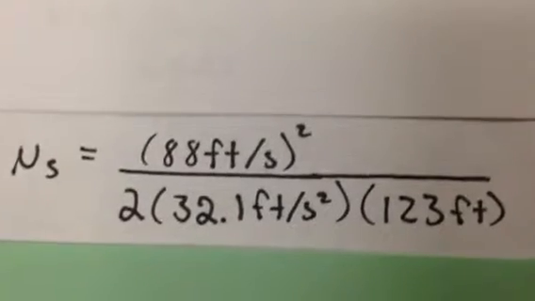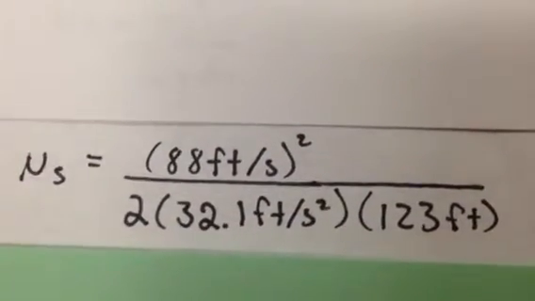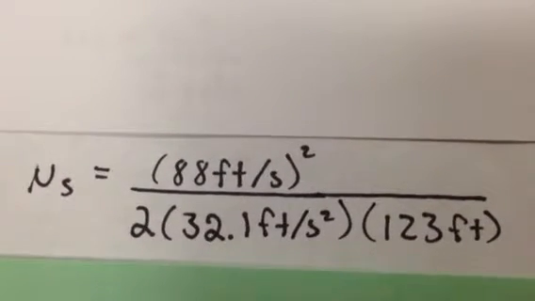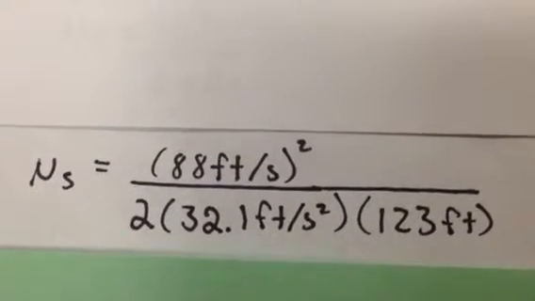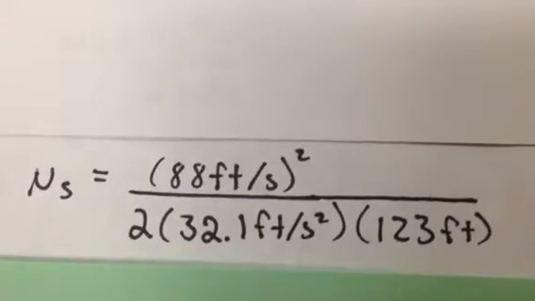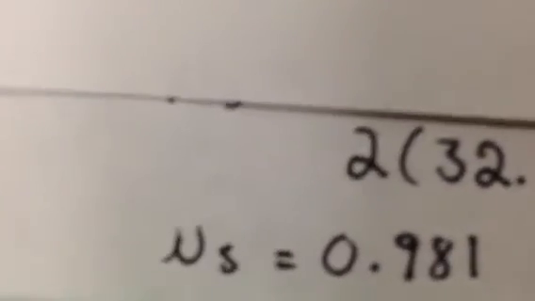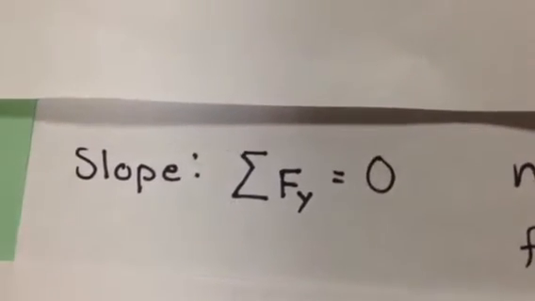Now we plug in the values into the equation we got for mu s. You get 88 feet per second squared over 2 times 32.1 feet per second squared times 123 feet. And you should end up with an answer of mu s equals 0.981. Now we need to find delta x.